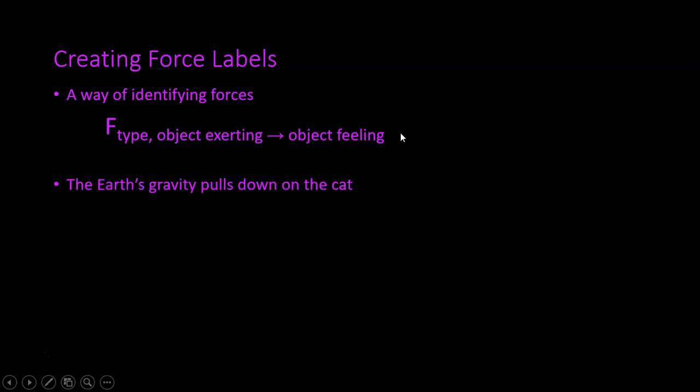So let's look at some examples. In the previous slide we had the Earth's gravity pulling down on the cat, and that label would be F, gravity, because gravity is the type of force, Earth, because that's what's exerting the gravity force, the arrow, and the cat, because the cat is feeling the gravity force.